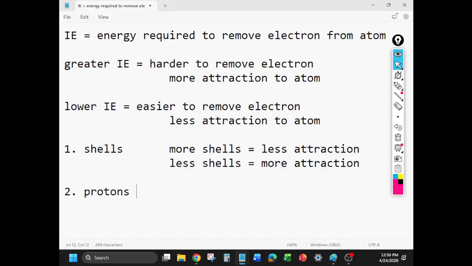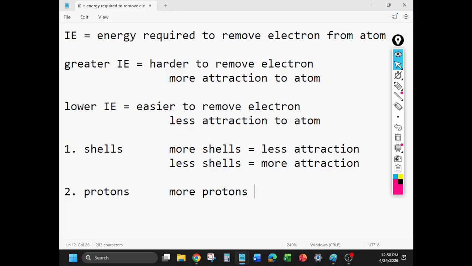All right, the next thing you want to look at are the protons. Okay, now if you remember, protons are positively charged. It's like a positive magnet, and electrons are negatively charged, right? So they're naturally attracted to each other. But if there are more protons, do you think that's going to result in more attraction or less attraction?